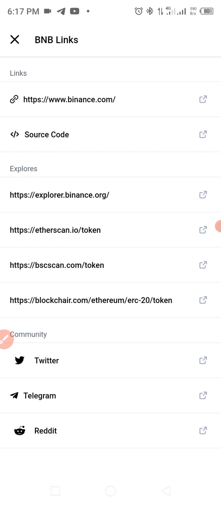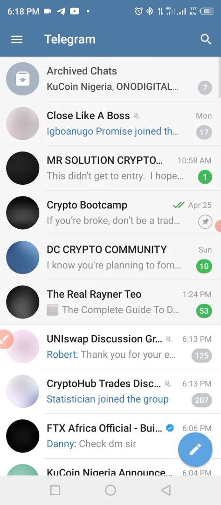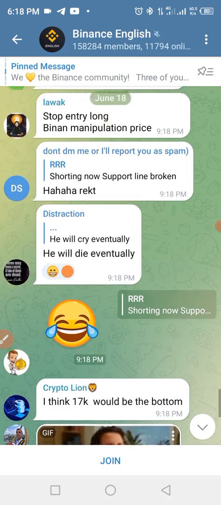If you want to look at their Telegram, remember it's not just enough to look at the community. You need to look at their engagement. Binance already has good engagement, so come on their Telegram. You can see they already have 550,000 members in the Telegram group. That is good.